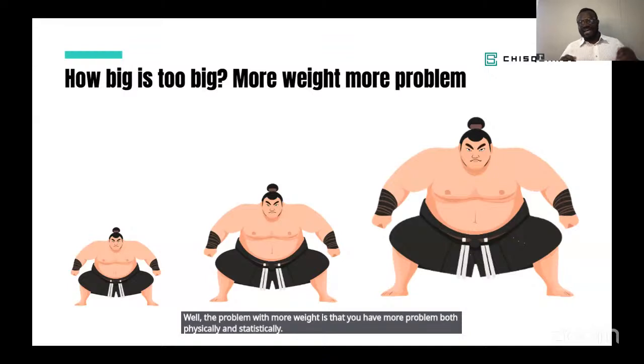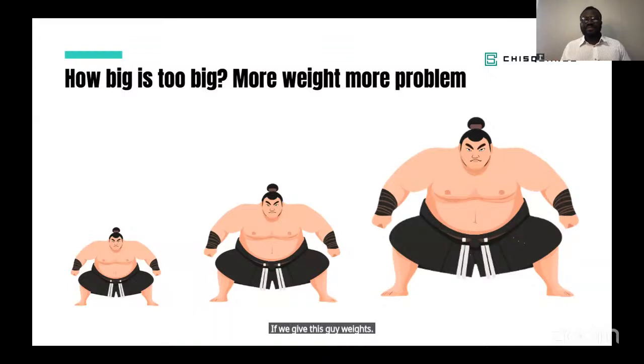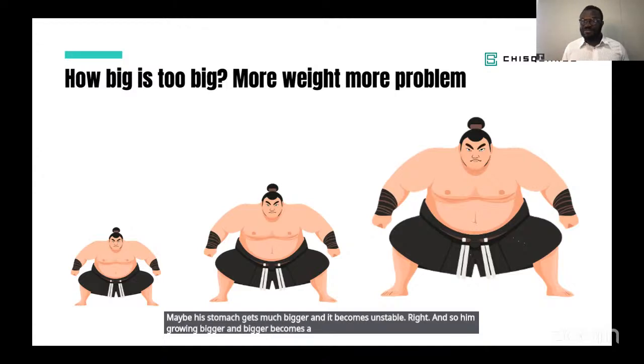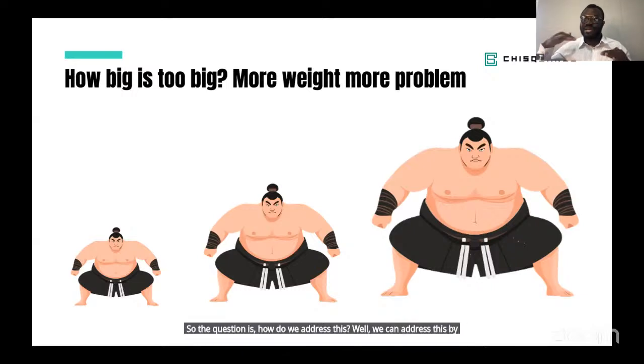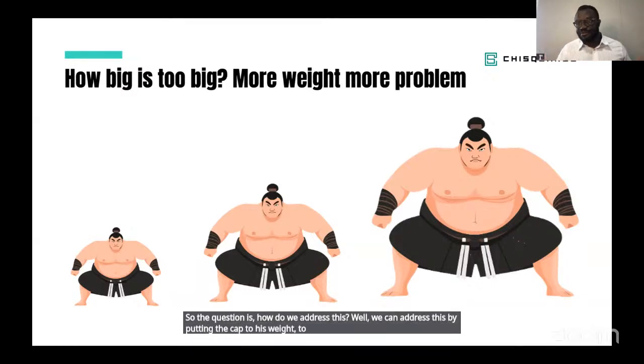If we give this guy weight, the problem is that he starts expanding in a manner that is disproportionate. So not all parts of the body expand the same. Maybe his stomach gets much bigger and he becomes unstable, right? And so him growing bigger and bigger becomes a problem because he becomes more and more unstable. So the question is, how do we address this? Well, we can address this by putting the cap to his weight, to the size he can grow, right?